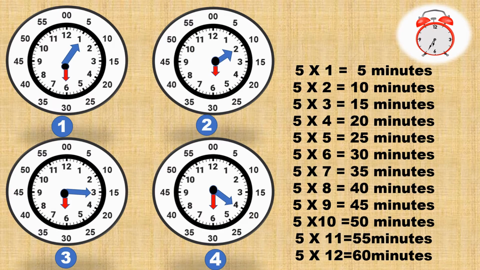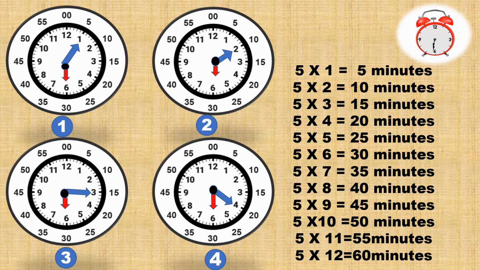Children, now we will learn in detail about the minutes. Look at the clocks. The minute hand takes 5 minutes to move from one number to the next on the clock. Look at the first clock. The minute hand is on 1, which means 5 minutes. Now look at the second clock. When the minute hand is on 2, it means 10 minutes.